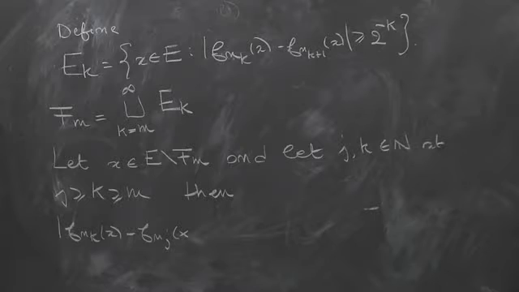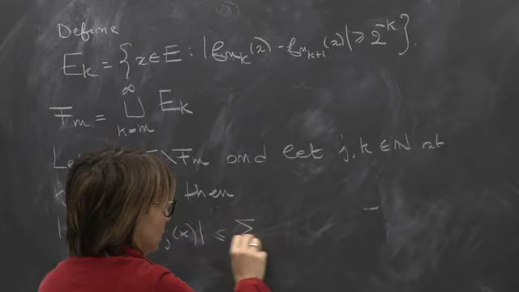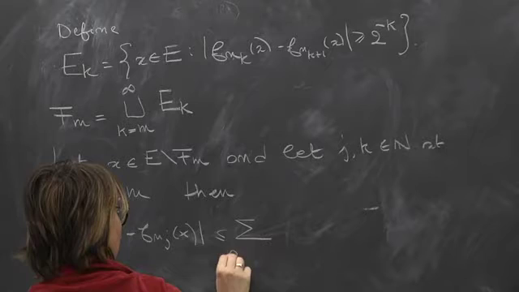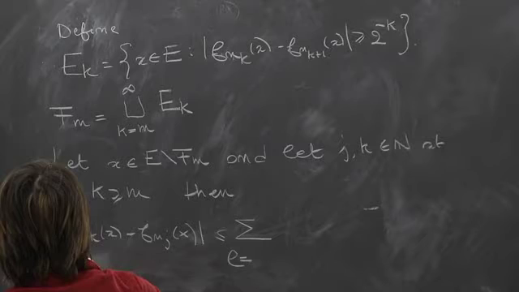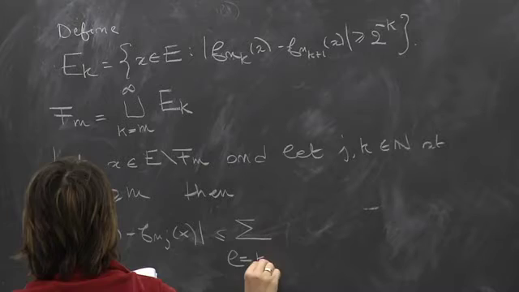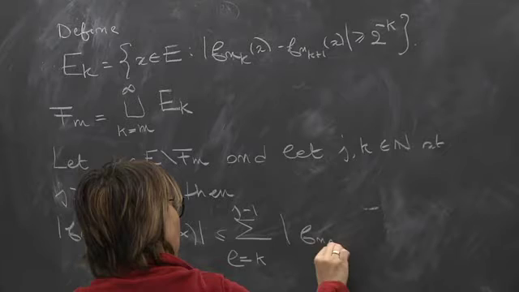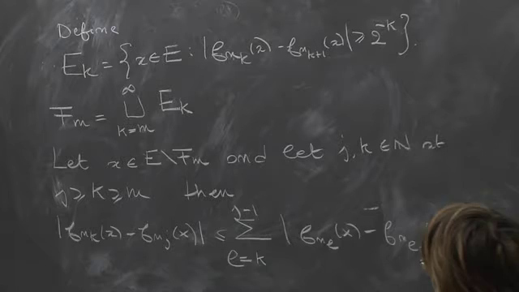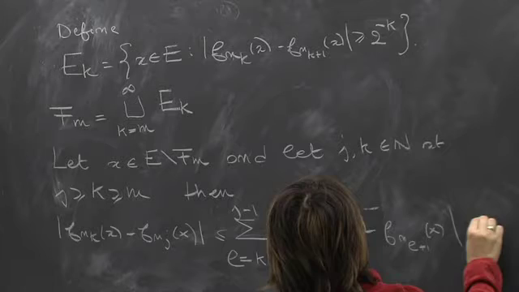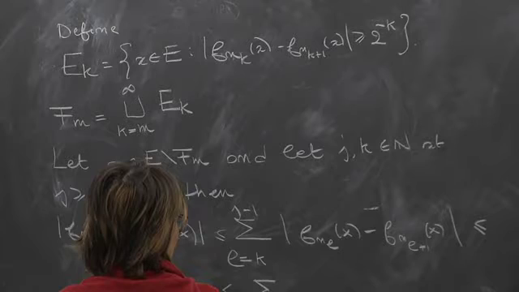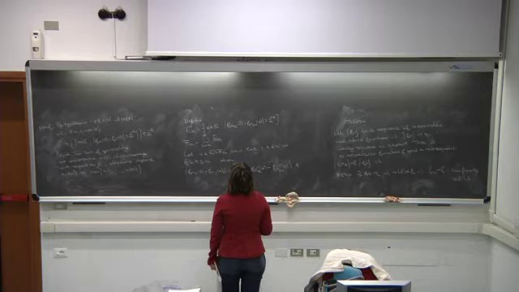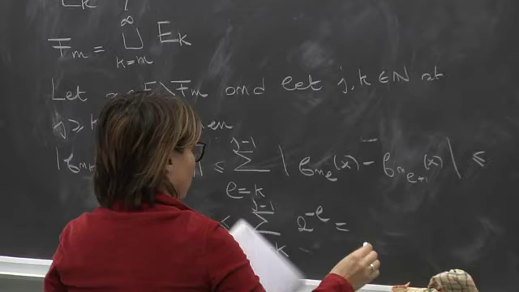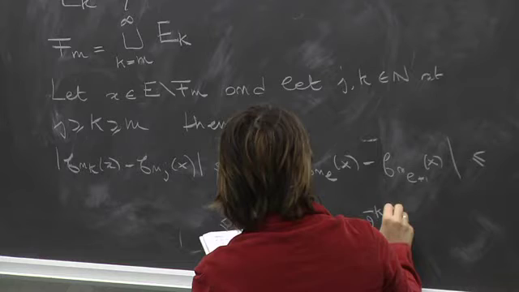Now we use the triangular inequality, and we can bound this by the sum, taking an index L from k to j minus 1, of f_{n_L}(x) minus f_{n_{L+1}}(x). And since we are outside F_m, this is less or equal than the sum of 2 to the minus L, which is 2^{-k+1} minus 2^{-(j-1)}.